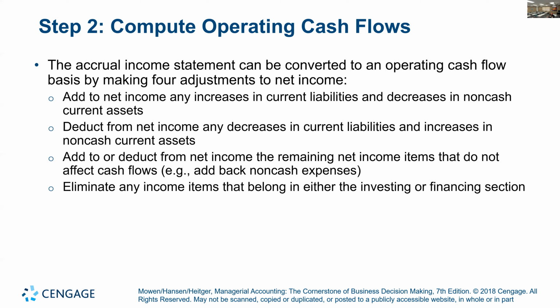Okay, step 2, we look at our current assets. We compare year to year. We have an inverse relationship here with our current assets. Therefore, if the current assets increase from year 1 to year 2, we are going to subtract them from our net income. And the exact opposite is true. If our assets decrease from year one to year two, then we are going to add them to our net income.